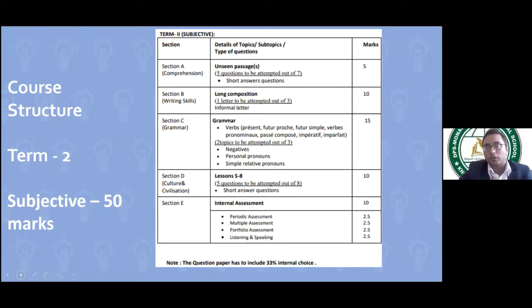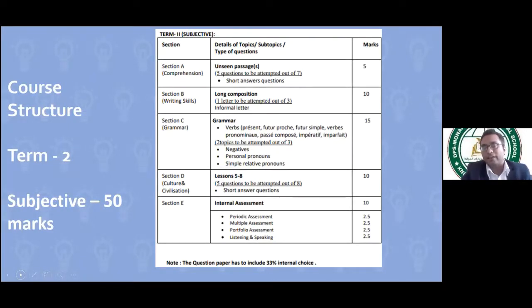In Section B, there will be a long composition question. The students would be required to write an informal letter, and they will be given 3 options, out of which they have to write a letter on any one topic. Section C focuses on grammar. There would be a total of 4 questions. The first question would be compulsory, and out of the remaining 3, 2 questions have to be attempted by the students. This section will be of 15 marks. Coming to Section D, which focuses on culture and civilization, the syllabus would be lessons 5 to 8.